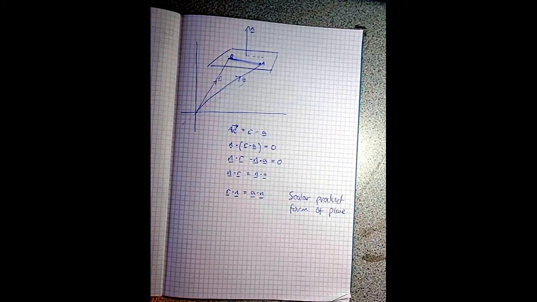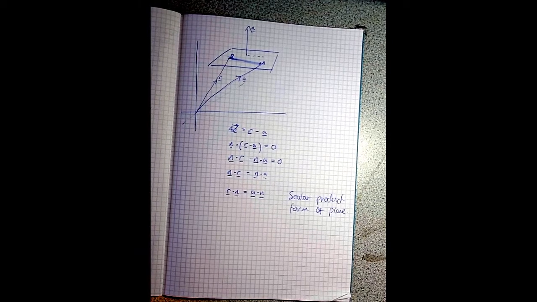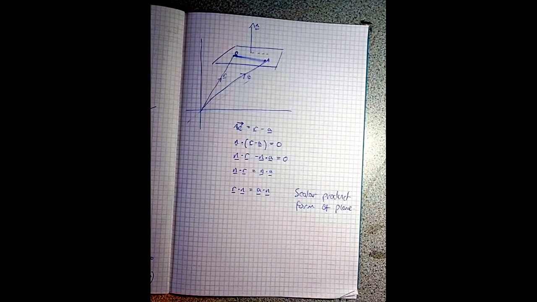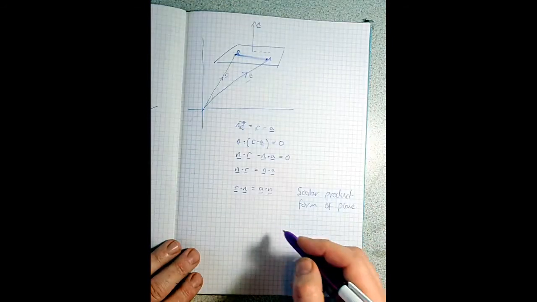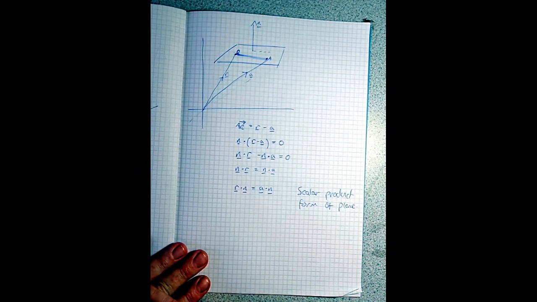I'll open up my, you can't see it, but I'll open up my formula booklet. We're not given that form. I don't know who's decided what doesn't go into the formula booklet, but we're not given that form of the plane. So we've got r dot n equals a dot n.